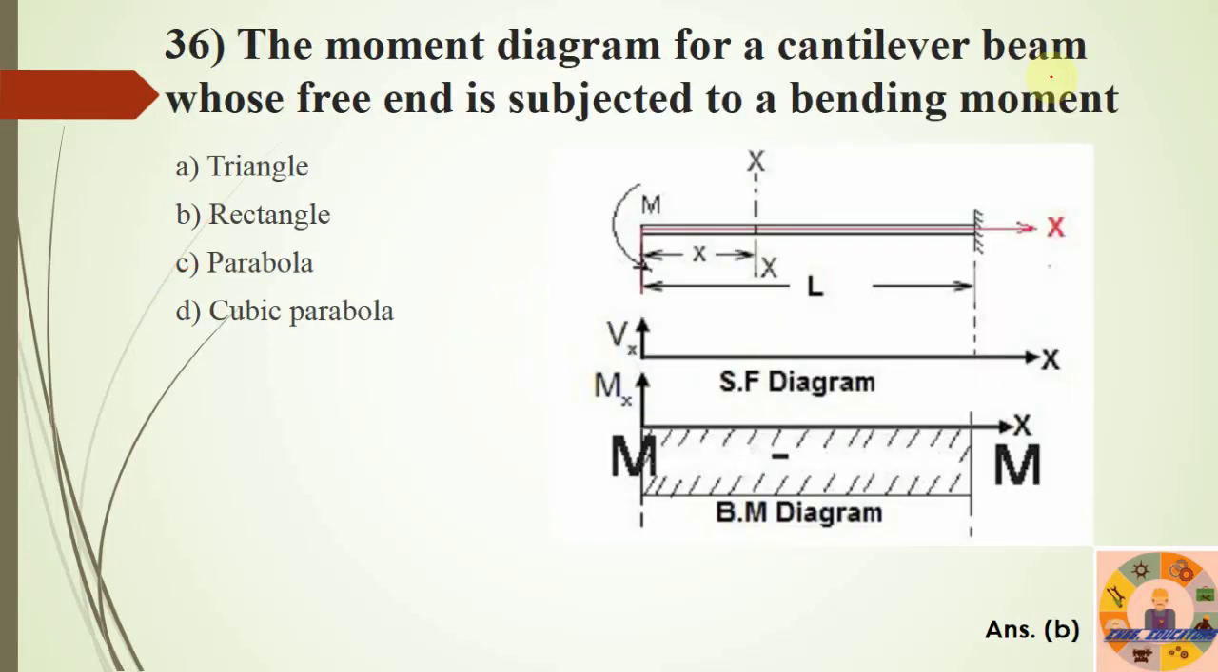Next question is the moment diagram for a cantilever beam whose free end is subjected to a bending moment. So the moment diagram of a cantilever beam whose free end is subjected to a bending moment will be a rectangle. So as from the bending moment diagram, we can say that the bending moment diagram will be rectangle.